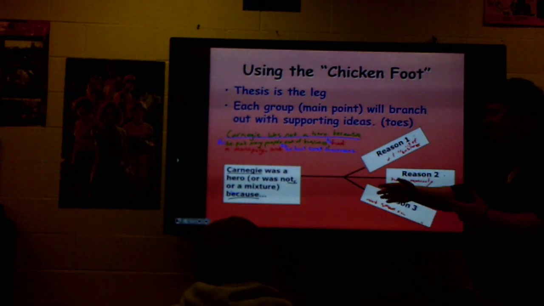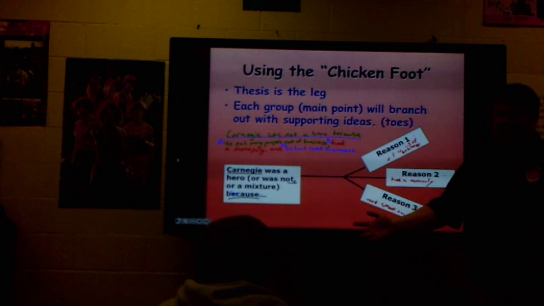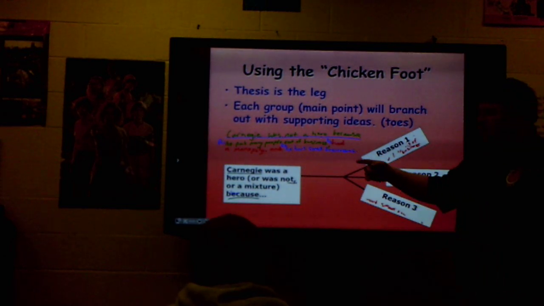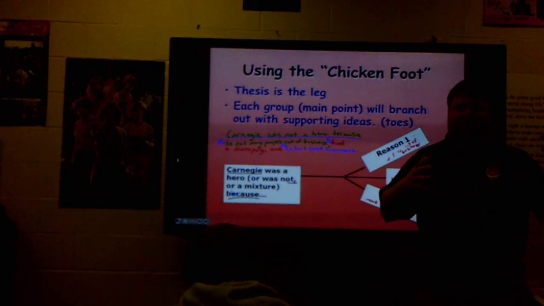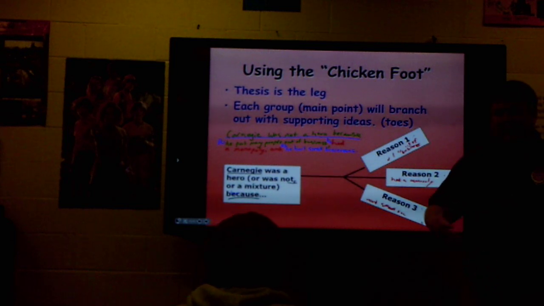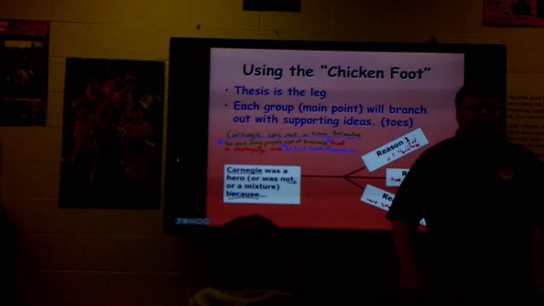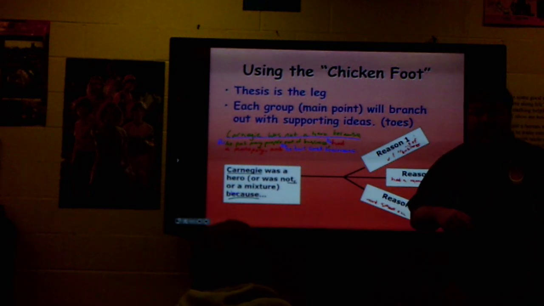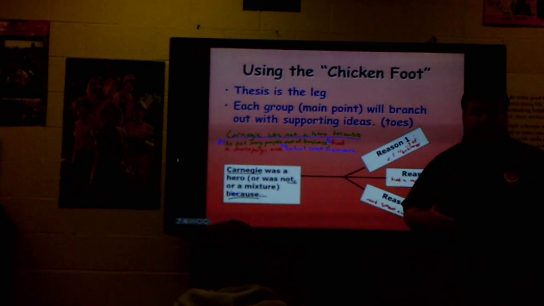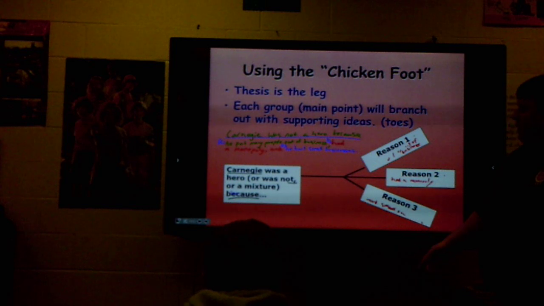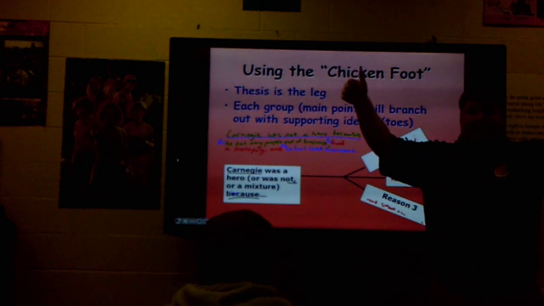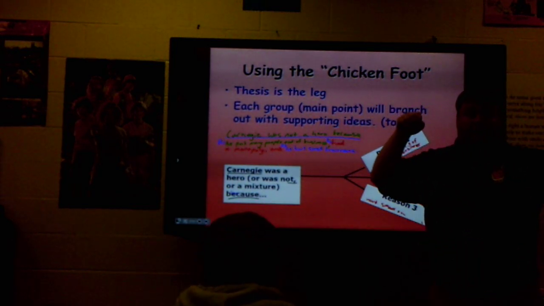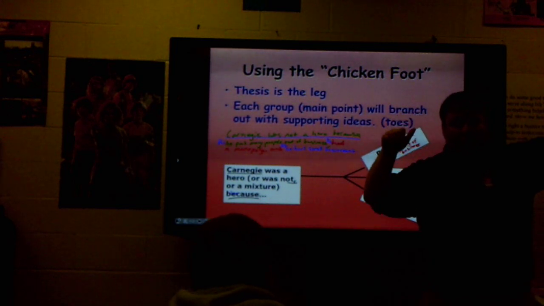Okay? So this is an example of one that somebody else came up with. The question was: Was Andrew Carnegie a hero? Now you guys don't know who he is yet, and that's okay. But this would be the DBQ, and this is what the documents would be about. Was Andrew Carnegie a hero? Well, it's going to go one of two ways. I'm going to have to make my mind up. He either was or he wasn't.